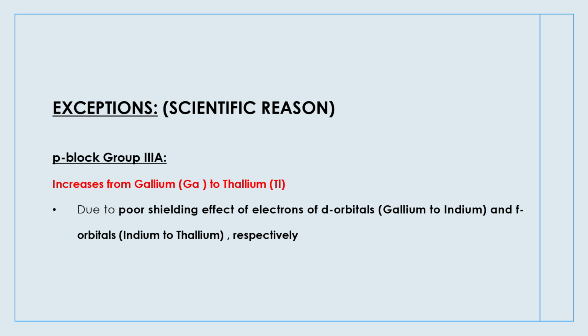What is the reason here? Electronegativity increases from gallium to thallium because of the poor shielding effect of the electrons of the p orbitals for gallium and indium. And for indium and thallium, the reason is the same, but the electrons involved are of f orbitals. If you remember, for ionization energy, the same pair of elements were involved. The same reason was mentioned. It means the ionization energy was also decreasing, and here the electronegativity value is also decreasing.